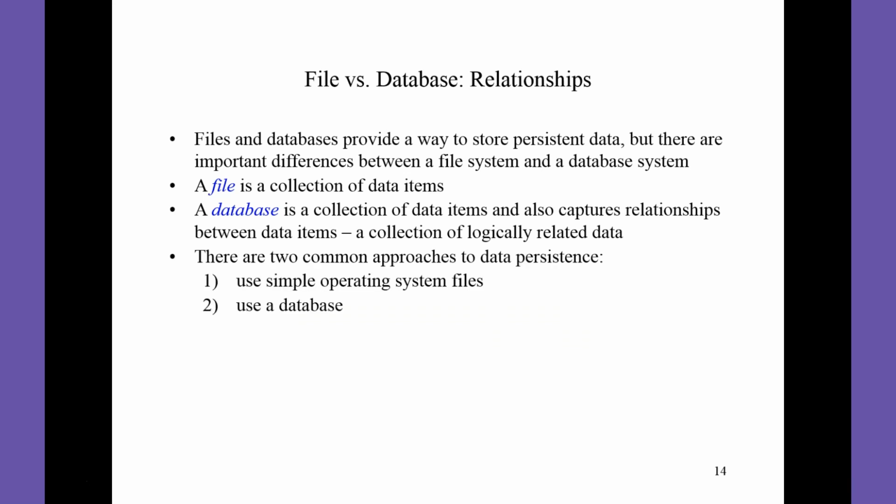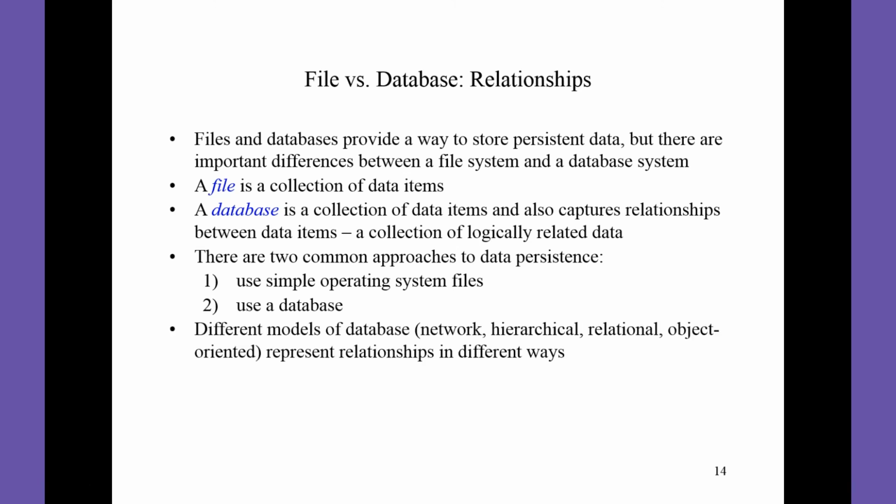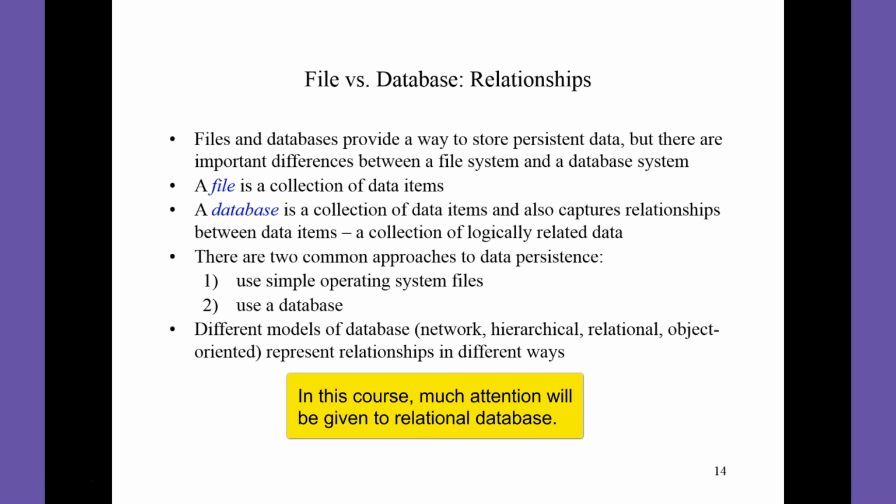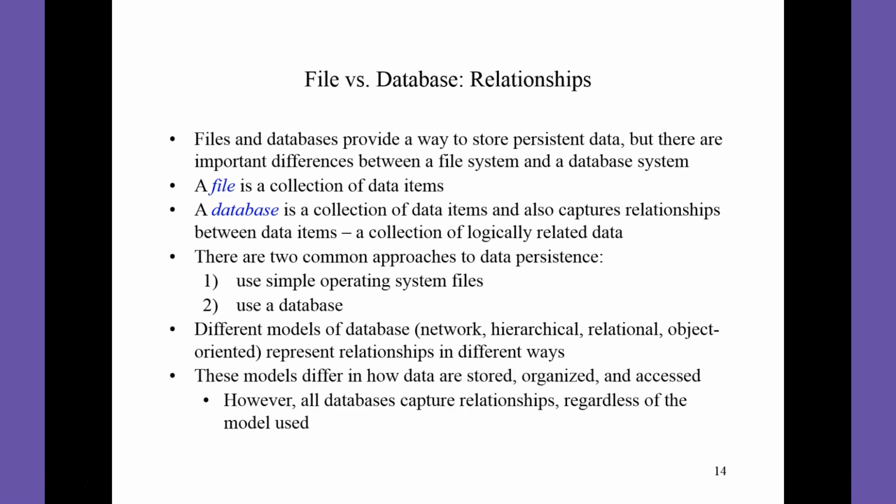So there are two common approaches to data persistence: use simple operating system files or use a database. Different models of database, such as the network model, hierarchic model, relational model, and object-oriented model, represent the relationships in different ways, but they all capture relationships. These models differ in how the data would be stored, organized, and accessed.